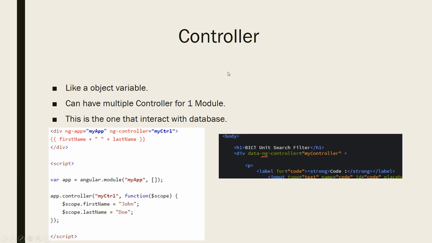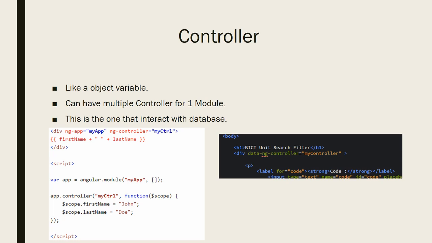Okay, this is controller. Like I said earlier, controller is also like a mediator. It's like a sub-mediator. ng-app is the main header, and ng-controller is the subheading of the main header. So it's like an object variable where you can access objects of the web app, and you can have multiple controllers from one module.